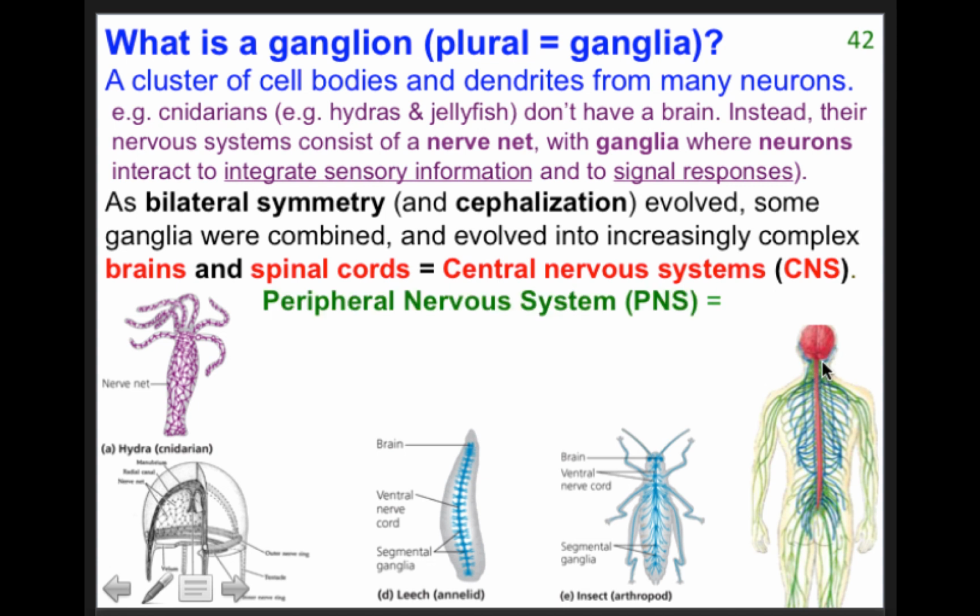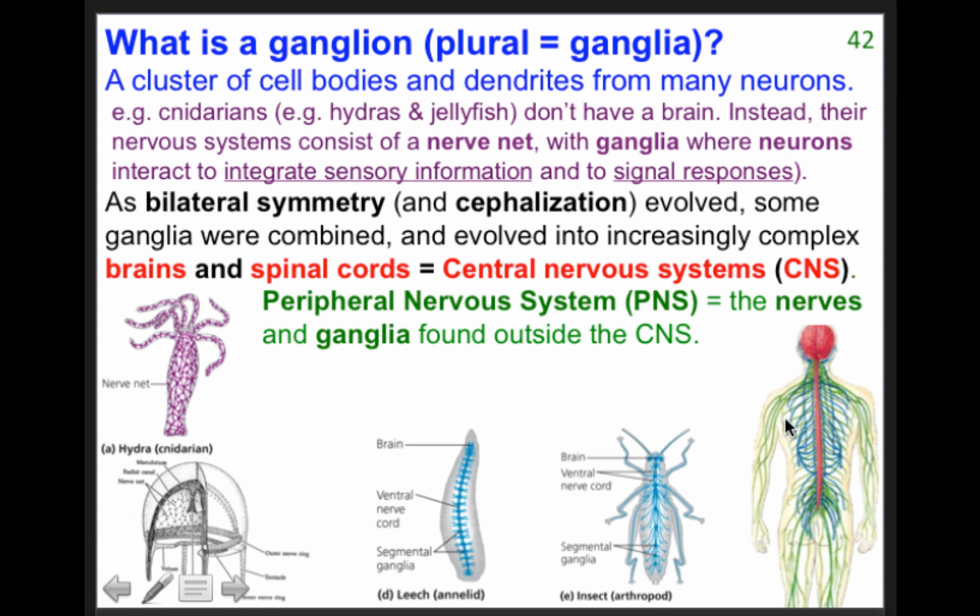Now, the peripheral nervous system then is all those other nerves and ganglia that are found outside of the central nervous system. So the central nervous system is in red here, the brain and spinal cord, and the peripheral nervous system is all these green and blue nerves heading out from the CNS.